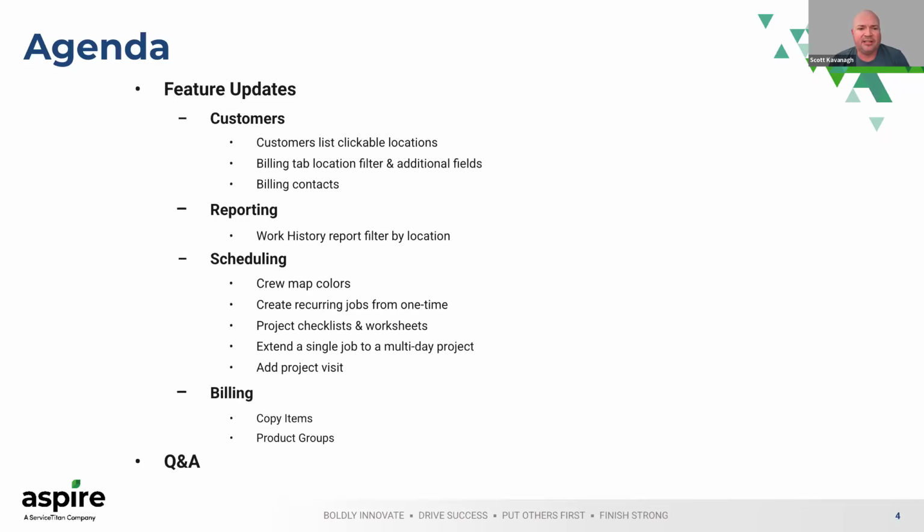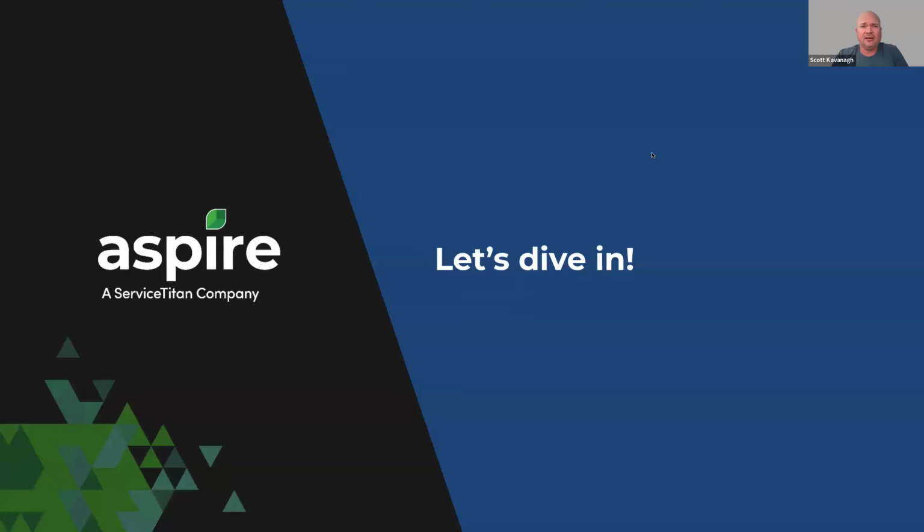And then finally, we're going to end on some billing topics. We're going to show you how to copy items quickly. And then product groups was another big topic to handle flat rate pricing or your build kits. And at the end, we'll open it up for questions and answers. All right, so we'll dive right in here. So let me share my screen.